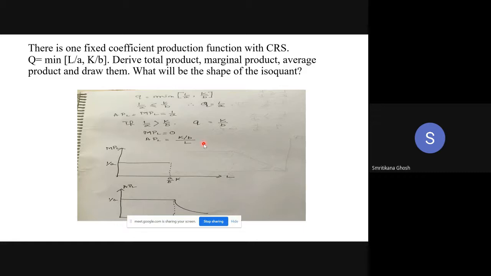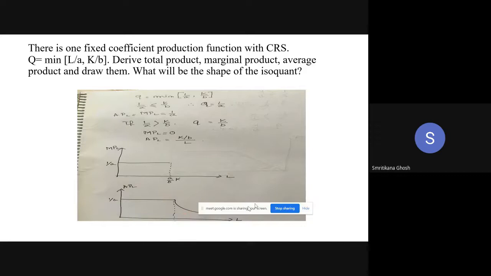Now, once you have it, you have to draw, because the question is like that. What will be the marginal product and what will be the shape? Draw them, marginal product and average product. So we are going to draw these two. First, this is your MPL. On the horizontal axis, you measure labor. On the vertical axis, it's MPL.